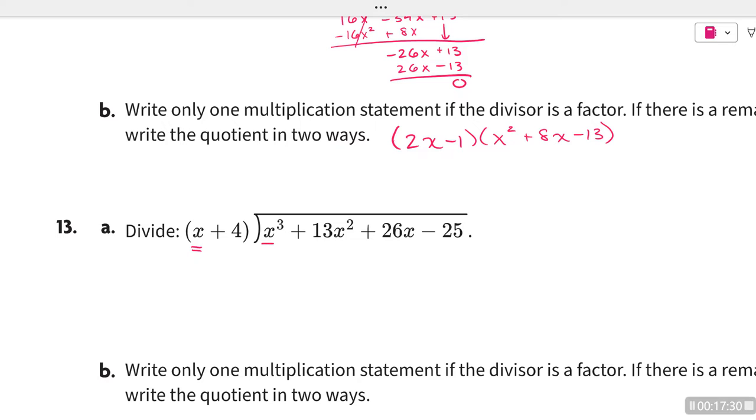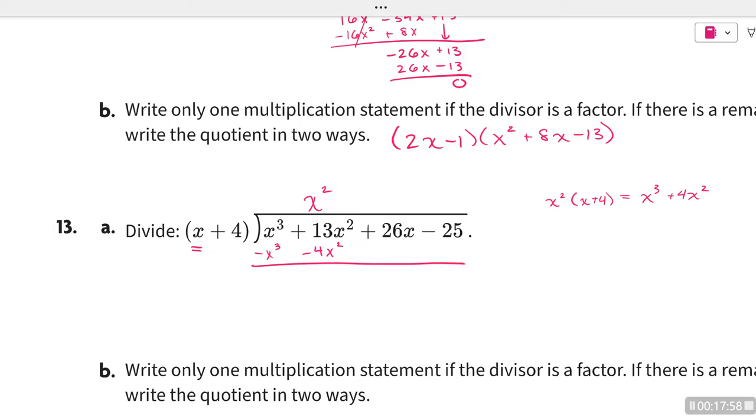We have x and x cubed. So that means we need an x squared. So x squared times x plus 4 gives us x cubed plus 4x squared. And those are the terms we need to subtract. So I'm going to subtract x cubed and subtract 4x squared.